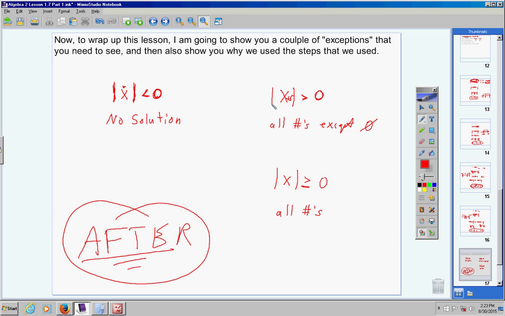If this absolute value is by itself and it says greater than 0, then here's your answer. If it says greater than or equal to 0, here's your answer. Over here, if it says less than 0, here's your answer. If it says this, less than or equal to 0, the answer is 0. Your answer is simply 0. Okay? Now write those down. Be familiar with those. Hint, hint. Those would make great quiz or test questions. So make sure you're familiar with these 4 exceptions, okay?